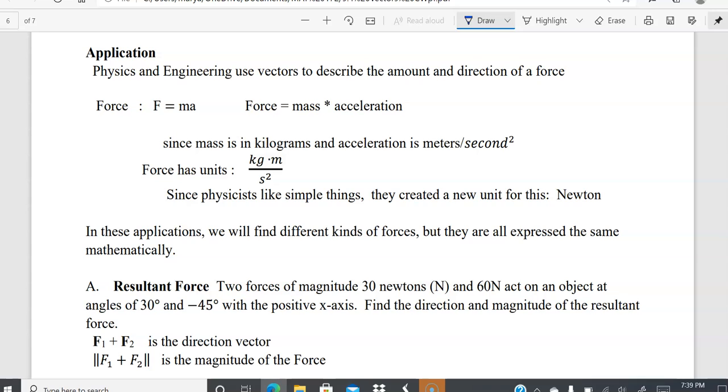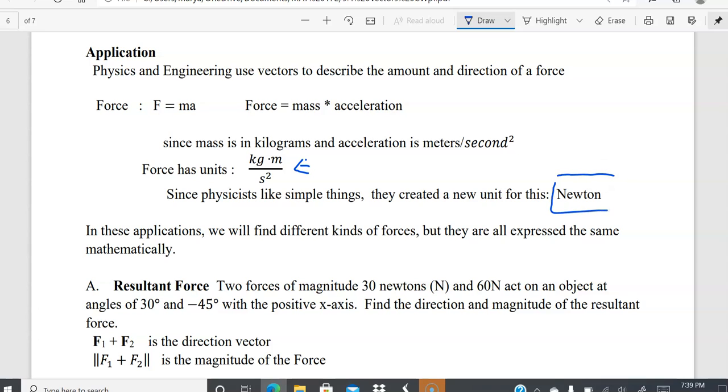Basically, a force is an energy, and you probably have heard that force is mass times acceleration. Since mass is in kilograms and acceleration is meters per second squared, force has units of kilogram meters per second squared. My critique of physicists is they don't like messy units, so they create a whole new one, they honor somebody, and they call it a Newton. So when we're working with these problems, one of the units to describe force is a Newton.